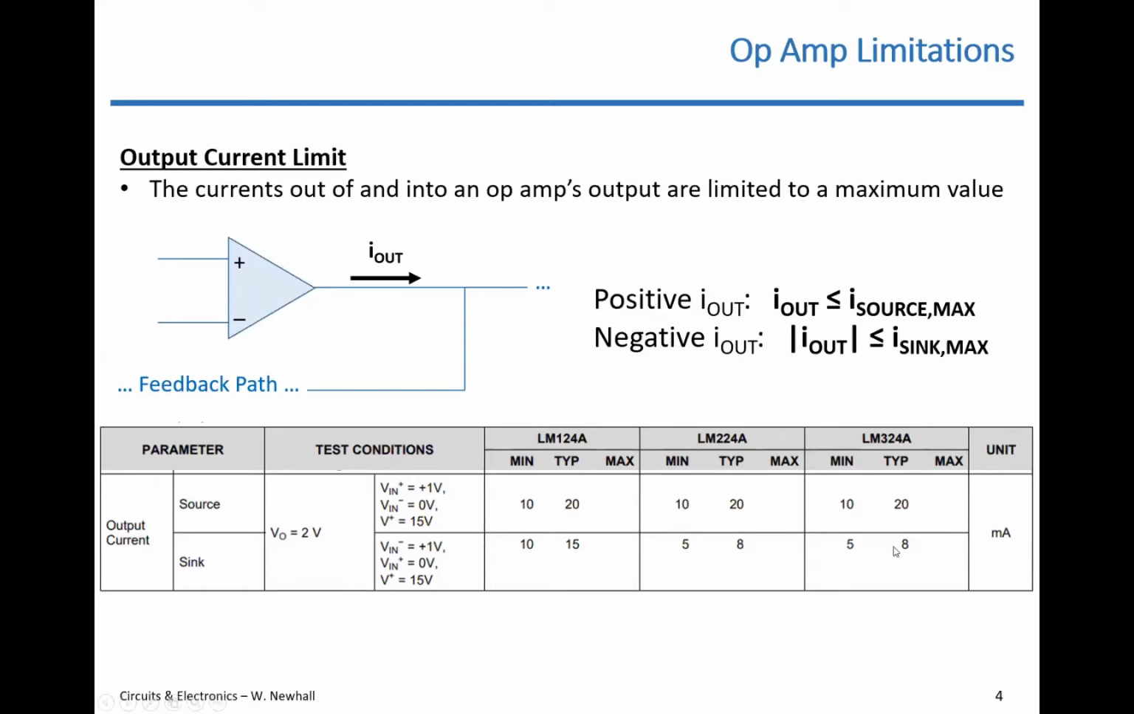And it can sink, if you look at the LM324, between 5 and 8 milliamps. So it's different. It can output more current than it can actually take into its output. So it's something to pay attention to. So if you're designing your resistors up here in your feedback path and you use 4 milliamps in your feedback path, then you've used actually most of your capacity for sinking current.